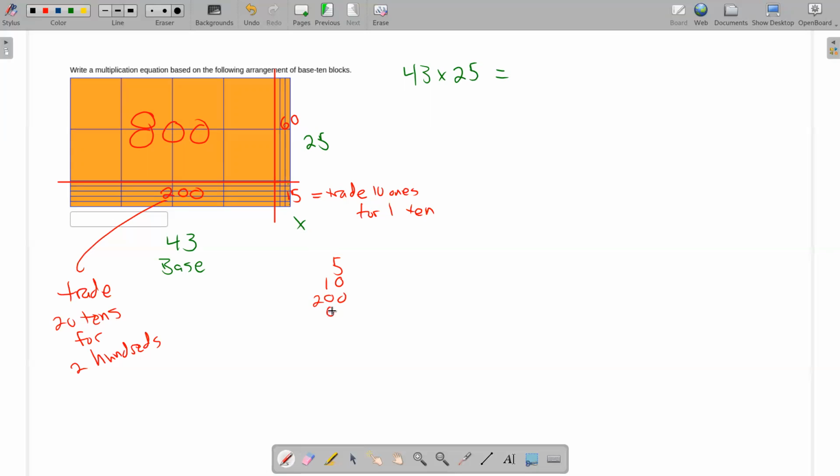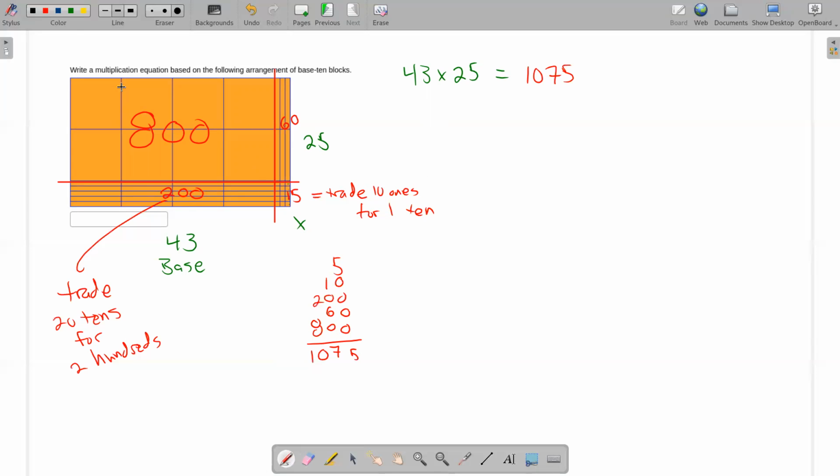60, there's really nothing I can do with that. It's just 60 and then the 800. So those are the pieces along with some trades instead of just the 4 parts. And I have 5, I have 7, and I have 8 and 2 is 10. So this product should be 1,075.